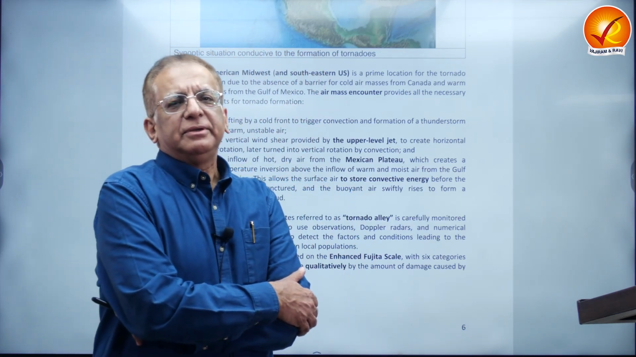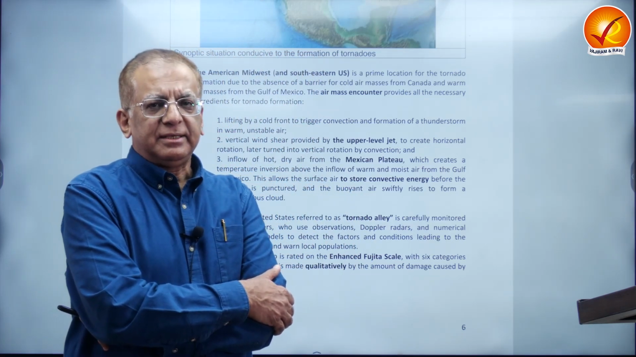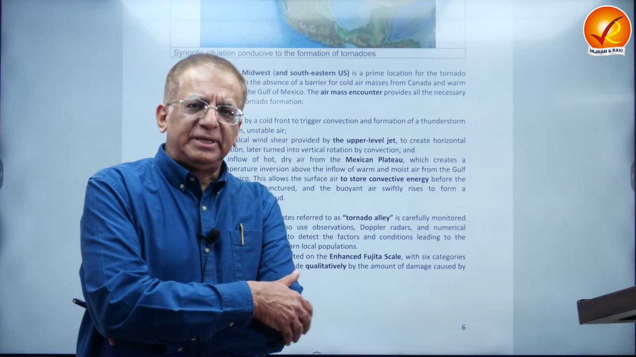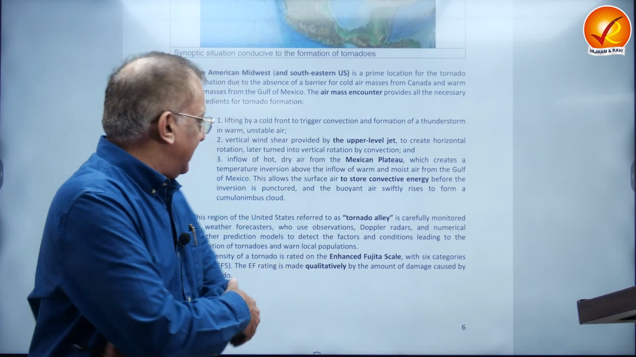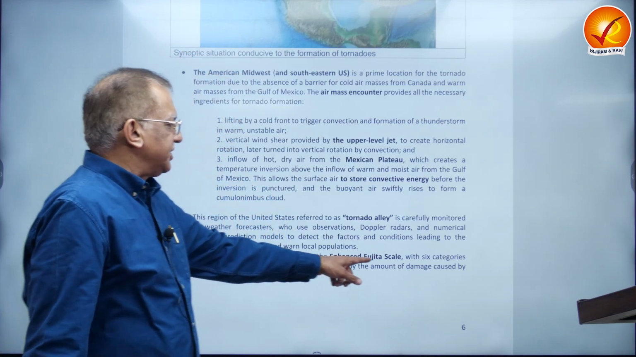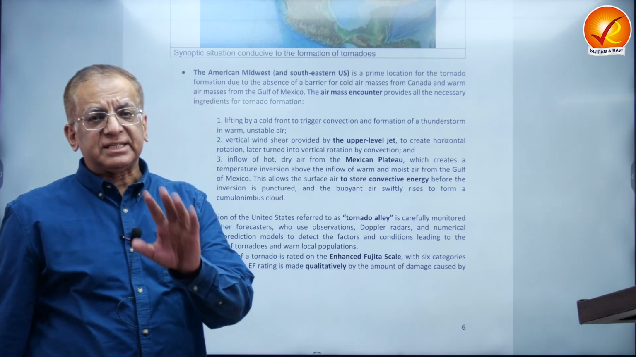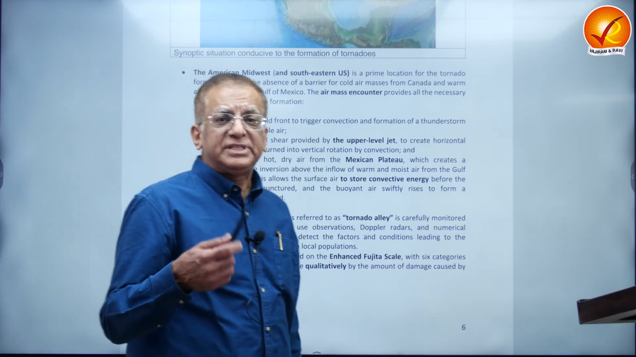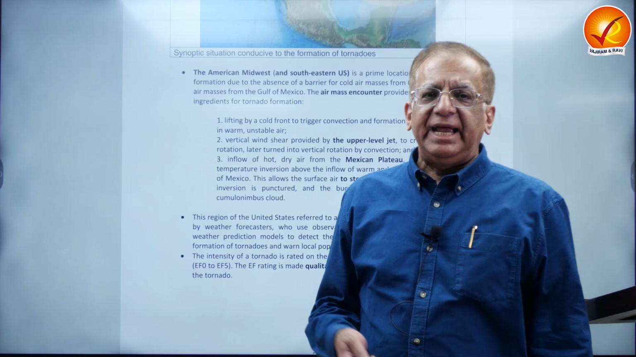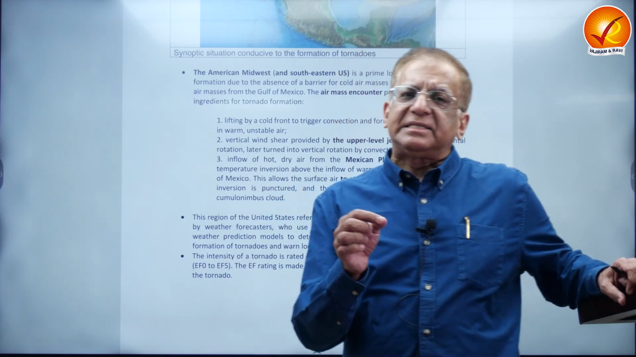And finally, we write about the scale also. This twister or tornado is measured on a scale which was earlier the Fujita scale, but over a period of time it has been improved upon and it is now called the Enhanced Fujita scale. And this scale has 6 categories, EF0 to EF5. And this is a qualitatively based scale.